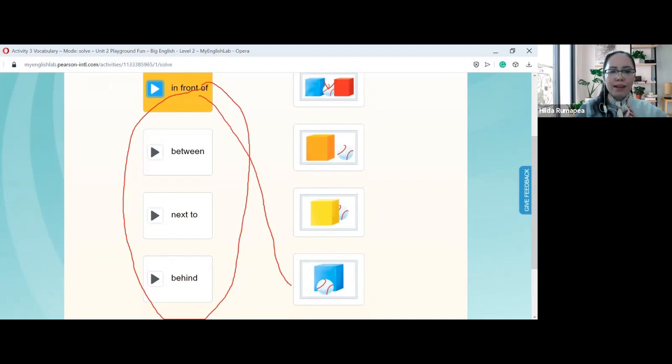Jadi kamu harus pasangkan kata depan, in front of, between, next to, dan behind dengan menarik garis ke gambar yang tepat. Kalau di buku workbookmu, gambarnya di sebelah bawah, preposisinya di atas. Kalau di screen Miss Hilda ini, preposisinya di sebelah kiri, gambarnya di sebelah kanan. I hope you are clear about this, yeah, because it's easy.